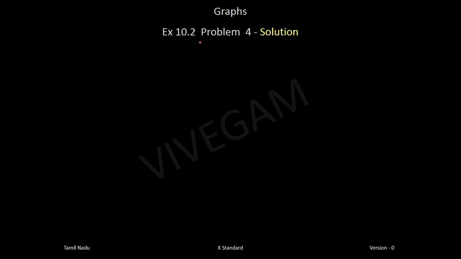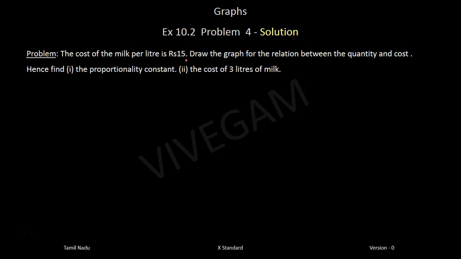Exercise 10.2 problem 4 solution. The cost of milk per liter is rupees 15. Draw the graph for the relation between quantity and cost. Find the proportionality constant and the cost of 3 liters of milk. So basically 1 liter is 15 rupees.